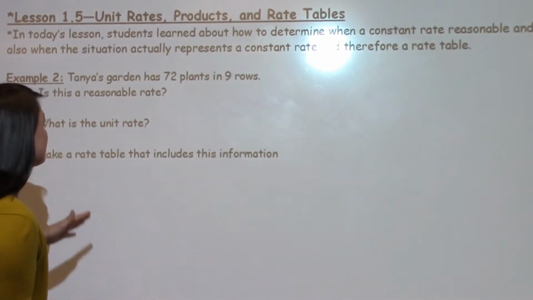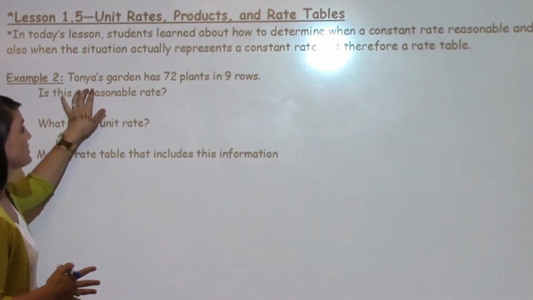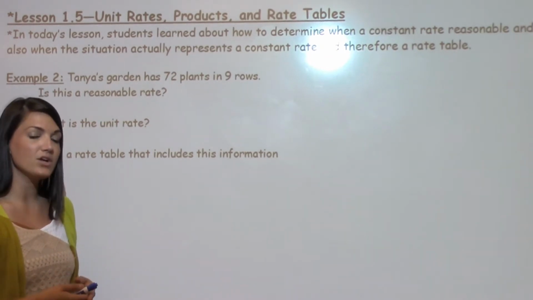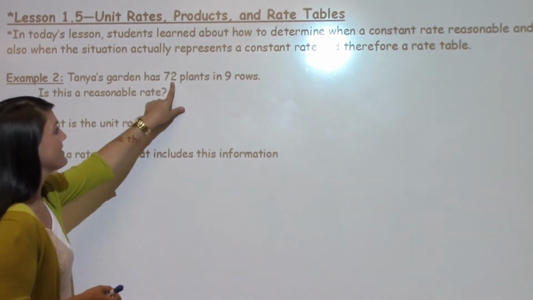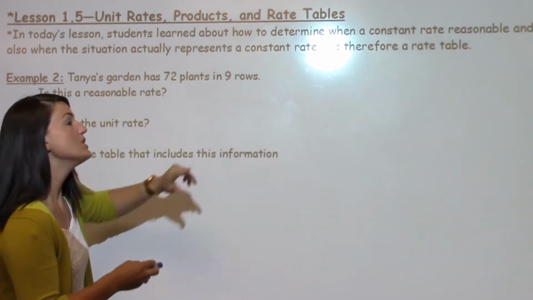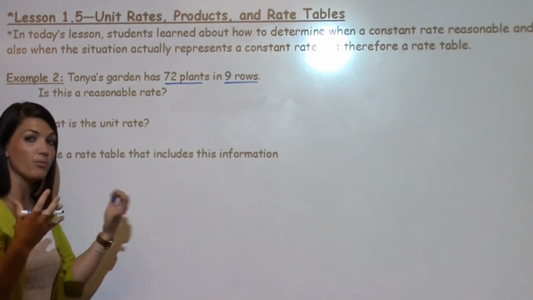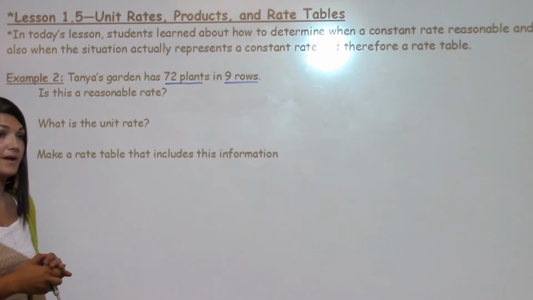We just looked at an example that showed us already the unit rate. In this example, it says Tanya's garden has 72 plants in 9 rows. I know that a unit rate comes when I have the number 1 involved. Here I have a 72 and a 9, so I don't know the unit rate quite yet. I will have to do a little bit of reasoning to figure that out. So that's why this example is a little bit different.